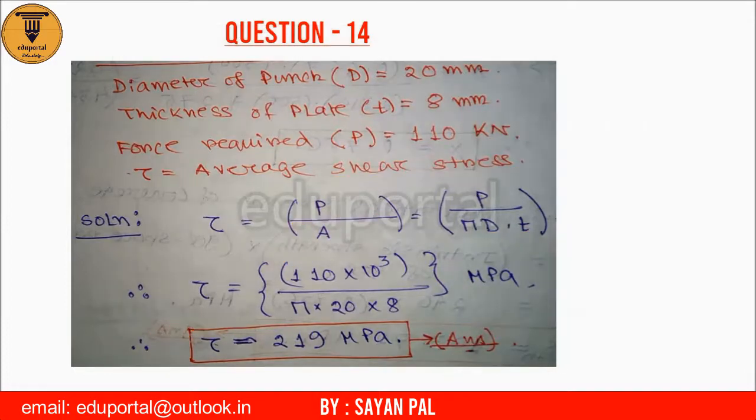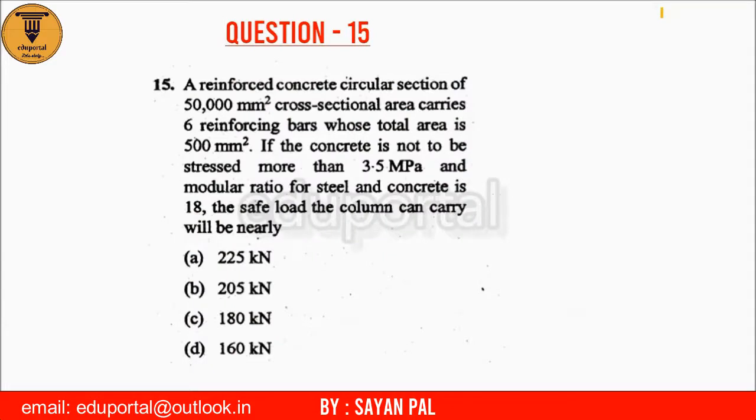Now let's move on to question number 15. The question is, a reinforced concrete circular section of 50,000 mm square cross sectional area carries 6 reinforcing bars, having total area of 500 mm square, and the concrete is not to be stressed more than 3.5 MPa. That is, maximum stress in the concrete is 3.5 MPa, and modular ratio for steel and concrete is 80. We need to determine the safe load carrying capacity of the column, and the answer will be 205 kilonewton. So now we will see how this 205 kilonewton is coming.